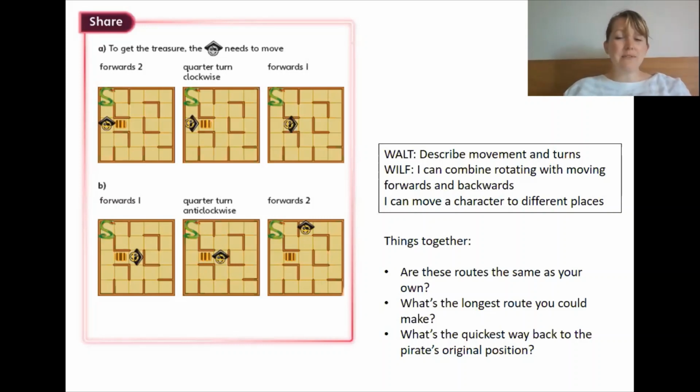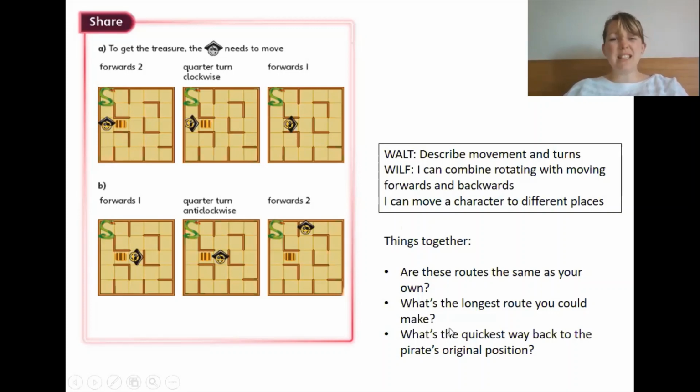Now, the things to consider at this point are, are these routes the same as your own? It doesn't matter if you got a different route, as long as you got there. The important thing to focus on is that for the captain to go forwards, you're following the direction of his hat. So as long as you have done that, then that is perfectly okay.